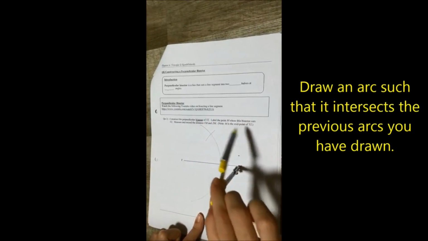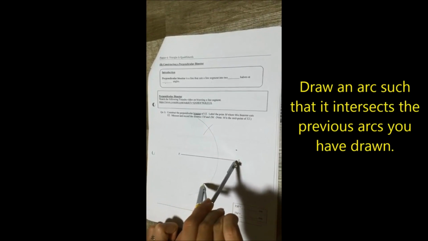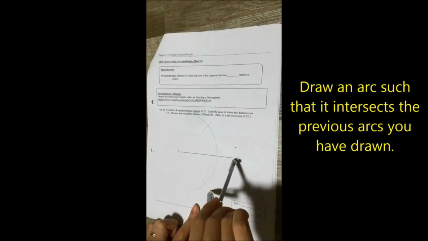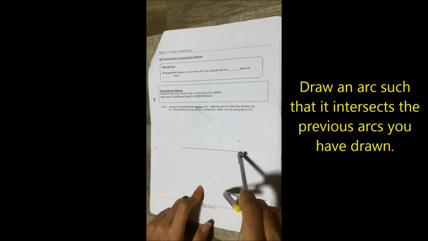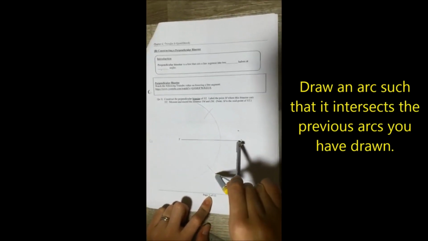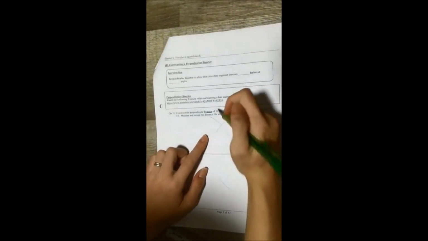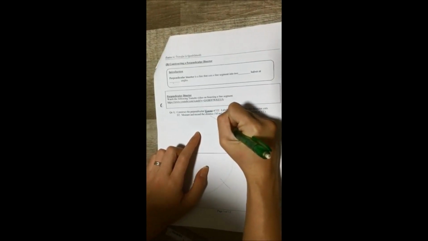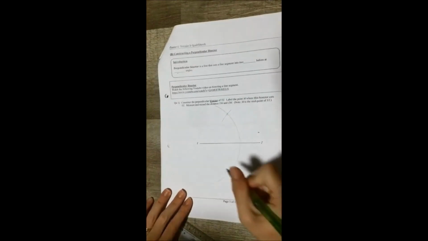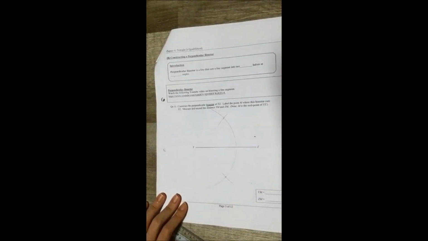Turn your compass the other way and draw it downwards such that it cuts the other arc that you have drawn just now. So I am drawing this arc that cuts through here. If you look at it now, your arcs actually intersect at 2 points. One point is here, the other point is here. There are 2 intersection points.